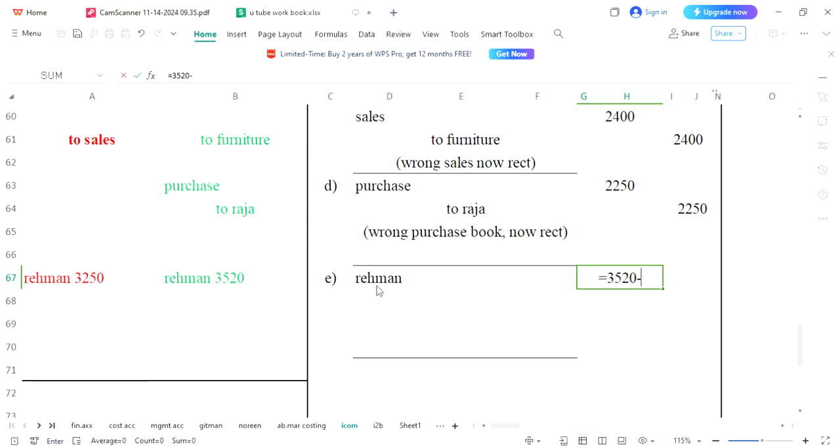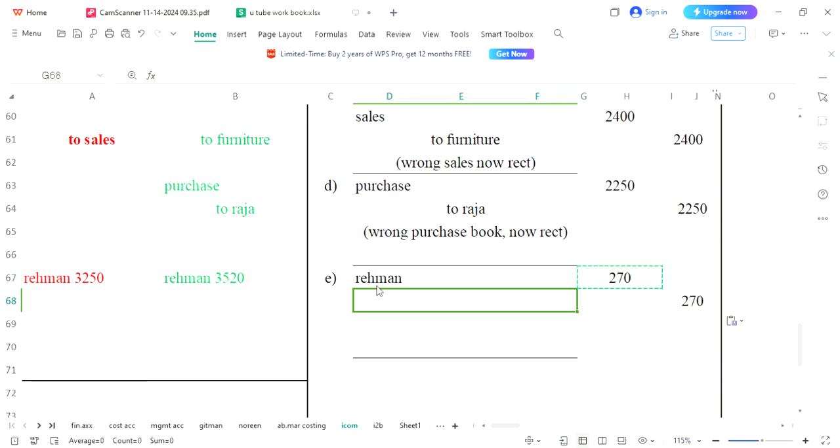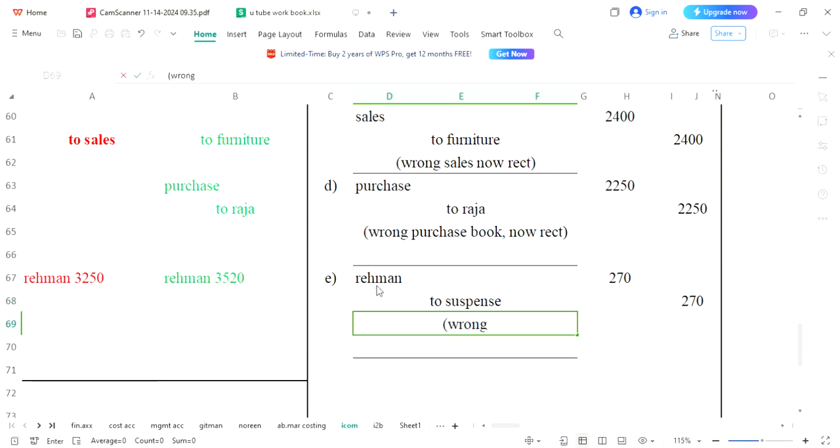minus 3250. So we have got 270. Same amount would be written on credit. Nothing is left to be written on credit. So for the time being, we will write suspense account, wrong Rahman account, now rectified.